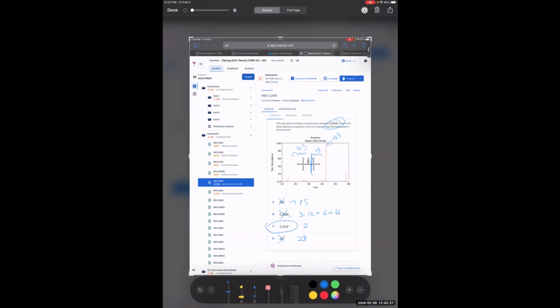All we have to do is determine the masses of these fragments. So 2 times 12 for the 2 carbons, plus 3 times 1 for the 3 hydrogens, plus 16. I bet this is going to give us 43. 2 times 12 is 24. 24 plus 3 is 27. 27 plus 16 is, guess what? 43. So this should be your answer.